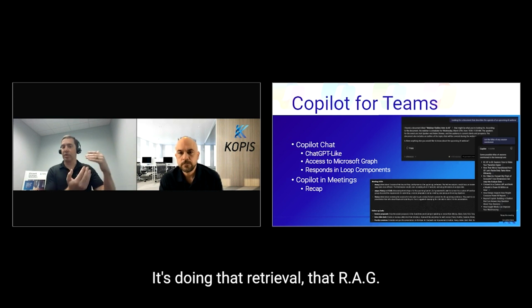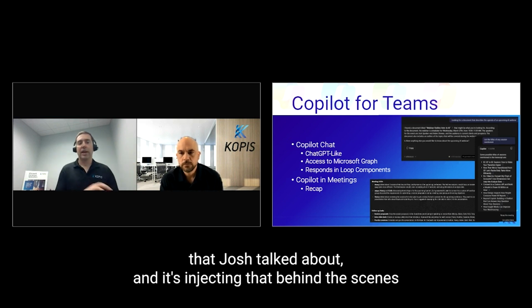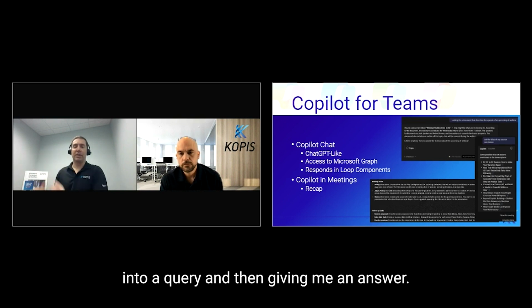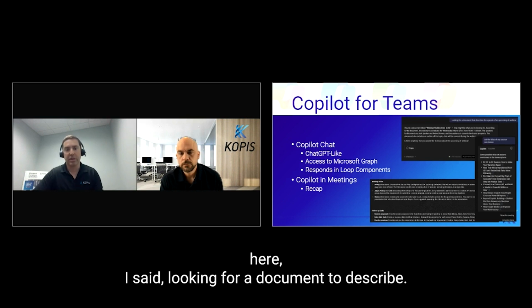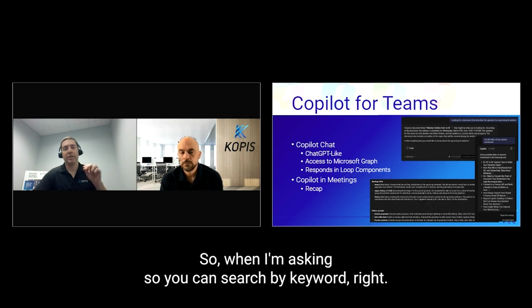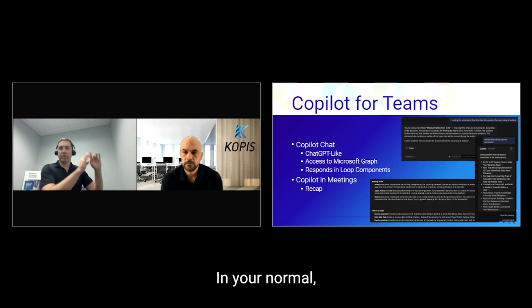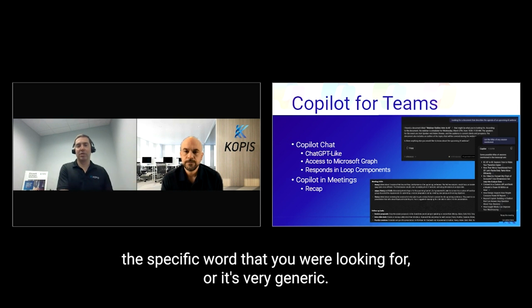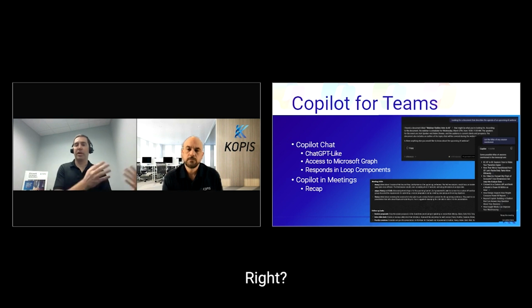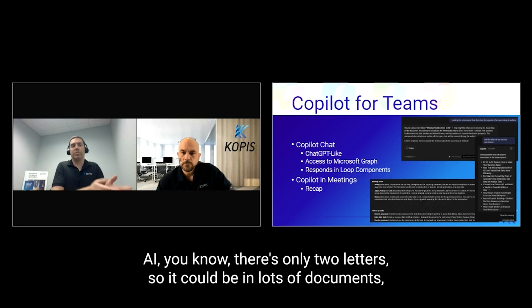It's doing that retrieval, that RAG that Josh talked about, and it's injecting that behind the scenes into a query and then giving me an answer. So in the examples here, I said looking for a document to describe. You can search by keyword, right? We all know how to search by keyword, but sometimes you don't know the specific word you were looking for, or it's very generic, right? AI, there's only 2 letters, so it could be in lots of documents.